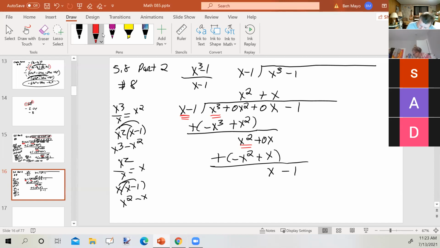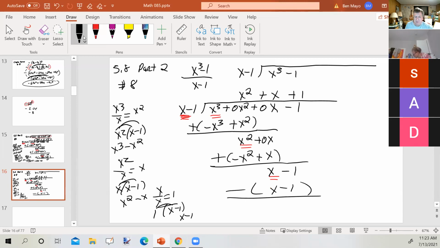Starting the whole process over, we'll divide the leading term inside by the leading term outside. X divided by x is 1, so we've got plus 1. We'll take that 1 times the divisor, so we get x minus 1, which we put there. We subtract. Distributing, changing it to addition of the opposite, and we get 0 remainder. So our answer is x squared plus x plus 1.